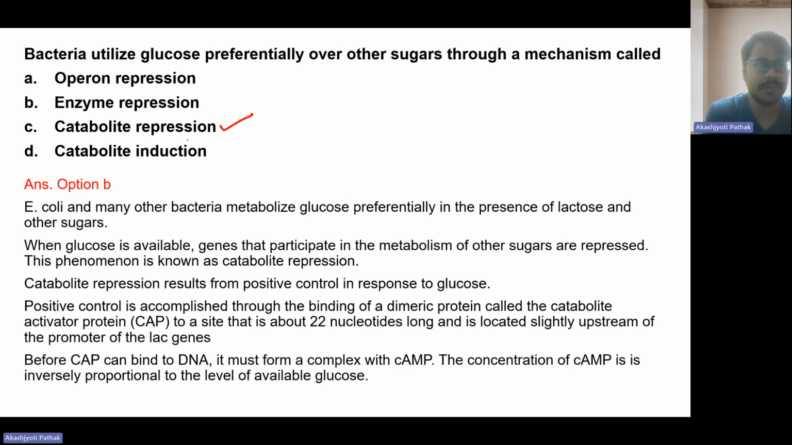So what is this mechanism? Let's understand this. So this E. coli and many other bacteria metabolize glucose preferentially in the presence of lactose and other sugars. So even when other sugars are present in the media, still it will preferentially utilize glucose. And so when glucose is available, this process is called catabolite repression. Okay. So when glucose is available, the genes that participate in the metabolism of other sugars.